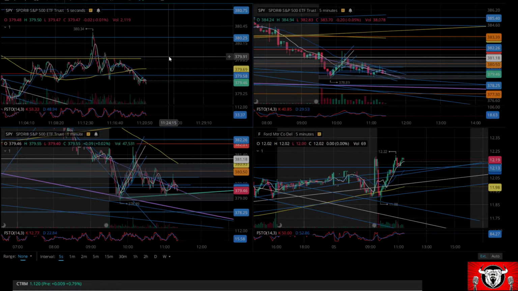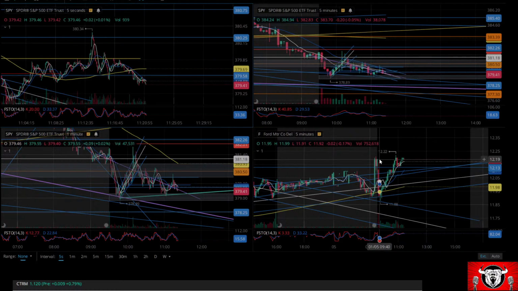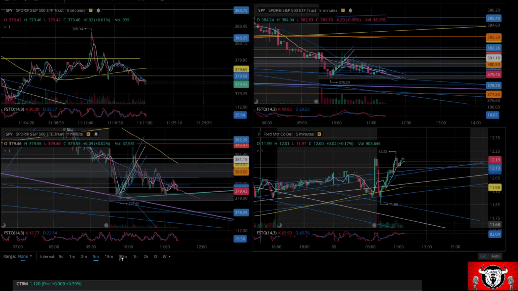What the heck is Ford doing? It's playing in its own neat little range. It's on its own little deal. Yeah, it's saying to hell with the market trend. We're going to go do our own thing.